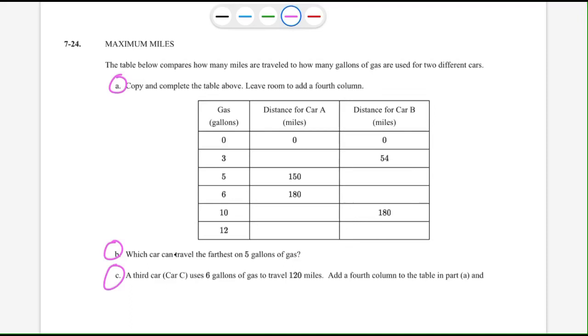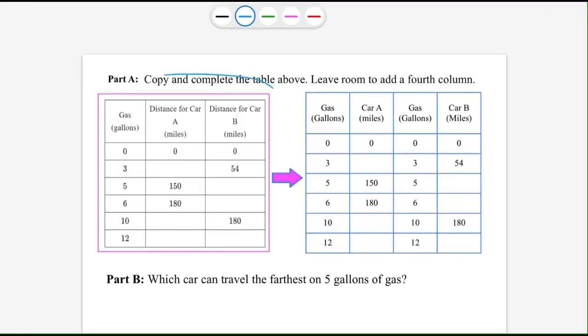It says to copy and complete the table above, leave room to add a 4th column. So let's take a look at the original. I don't want you to copy it like that. I would actually like you to copy the one that's in blue instead. I think it makes more sense for some of you who need to be a little bit more organized.